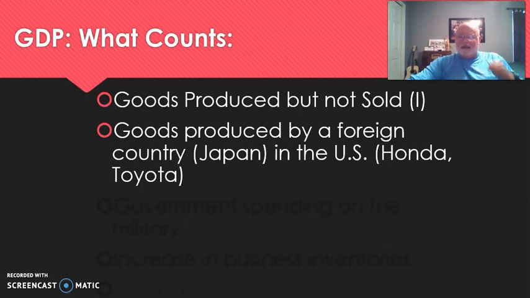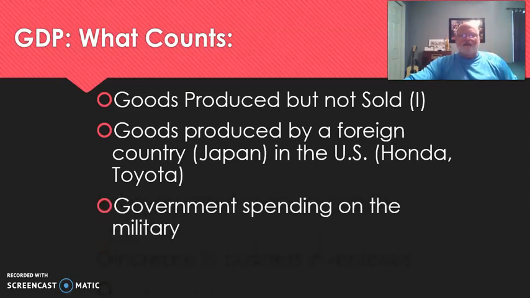If a Honda is made here in the United States, it counts. I remember a few years ago I saw this massive Kia plant right across the border in Tennessee. I left Chattanooga, Tennessee, headed towards Nashville, and this is one of the biggest buildings I've ever seen in my life. It's a Kia factory here in the United States. So even though a Kia is a foreign made car, the fact that it's made here shows it goes in our GDP. So it's where it's made.